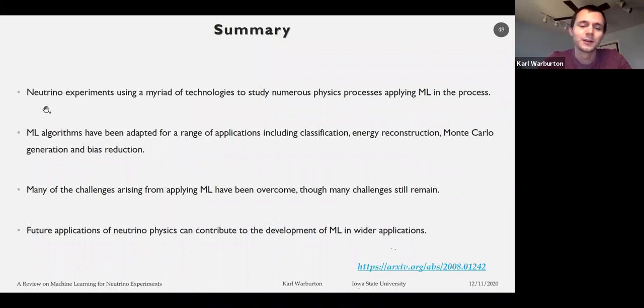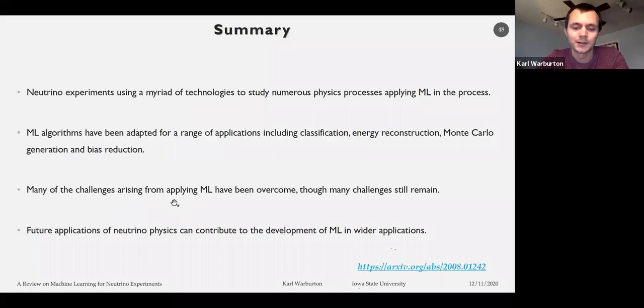Just in summary, neutrino experiments use a myriad of technologies to study numerous physical processes, and they all apply machine learning in some way, shape or form to do so. Machine learning algorithms have been adapted for a range of applications, including event classification, energy reconstruction, which I didn't cover very much here, but it's being used within science to do this, Monte Carlo generation and bias reduction.